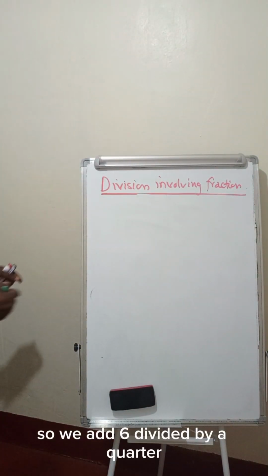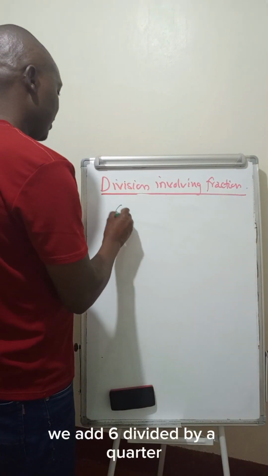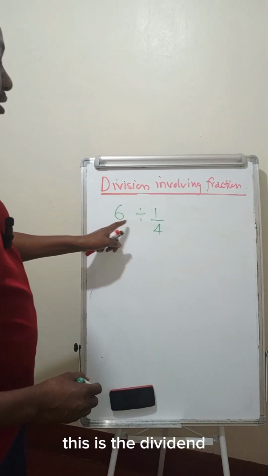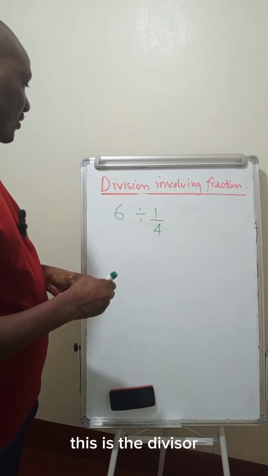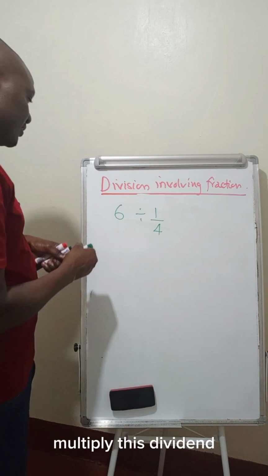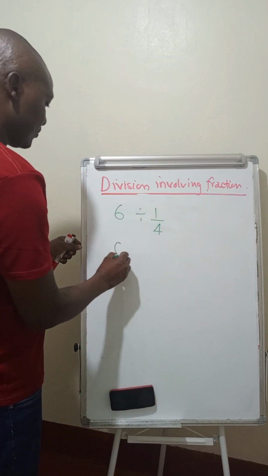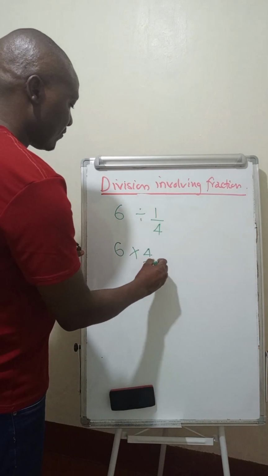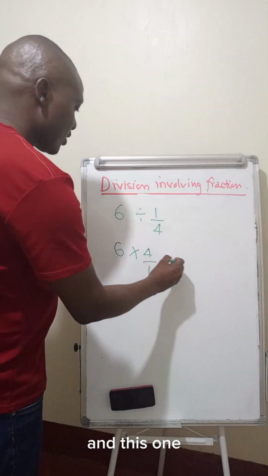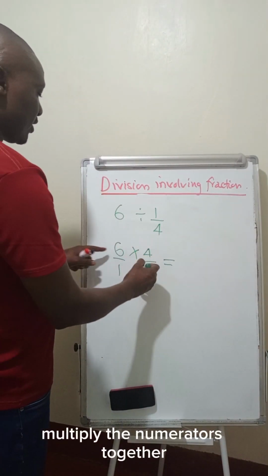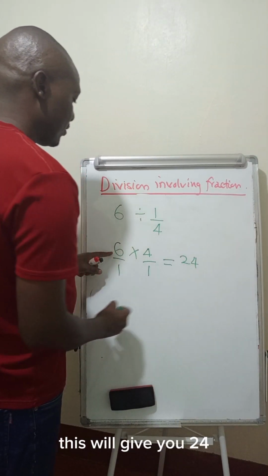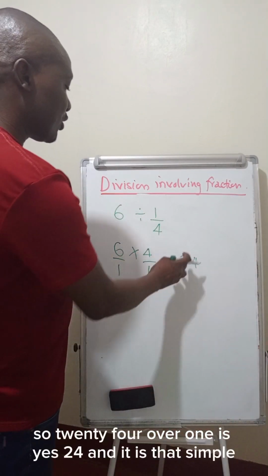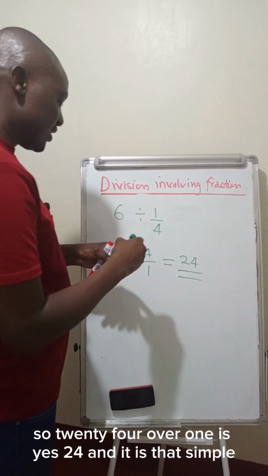So we had 6 divided by a quarter. This is the dividend. This is the divisor. Multiply this dividend by the reciprocal of this divisor, 4/1. And this one, multiply the numerators together. This will give you 24. Then 1 times 1 is 1. So a number over 1 is that number. So 24/1 is just 24. And it is that simple.